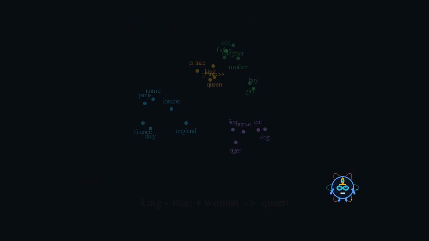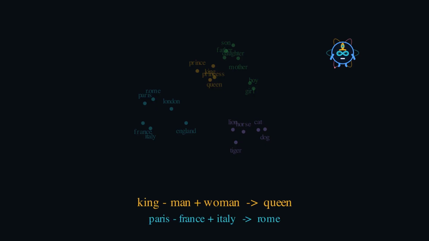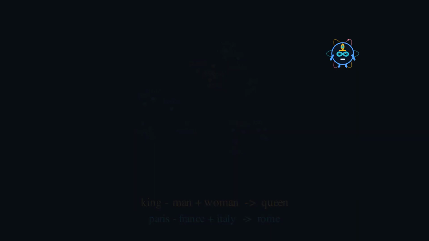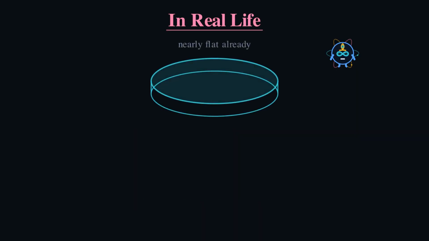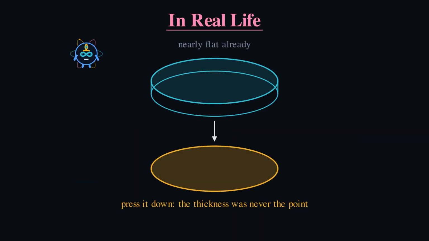And this is where the season closes a loop. Episode 1 said meaning becomes geometry. King minus man plus woman lands on queen. That still works in the full 50 dimensions. PCA is simply how you get to look at the space where it happens. A pancake sitting in the air is a 3-dimensional thing, but it is almost flat. Press it onto the table and you lose the thickness and keep everything that mattered. High-dimensional data is nearly always a pancake in disguise.